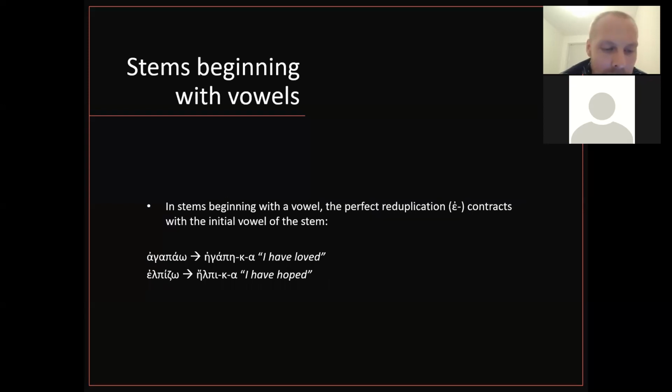But then we have, of course, also verb stems beginning with a vowel. And in these, the perfect reduplication has originally been a simple epsilon as well. But this epsilon has then been contracted with the stem beginning vowel, so that the vowel has been lengthened. That's, for instance, the active perfect indicative form of agapao, I love, is egapeka, and elpizo, I hope, becomes elpika.